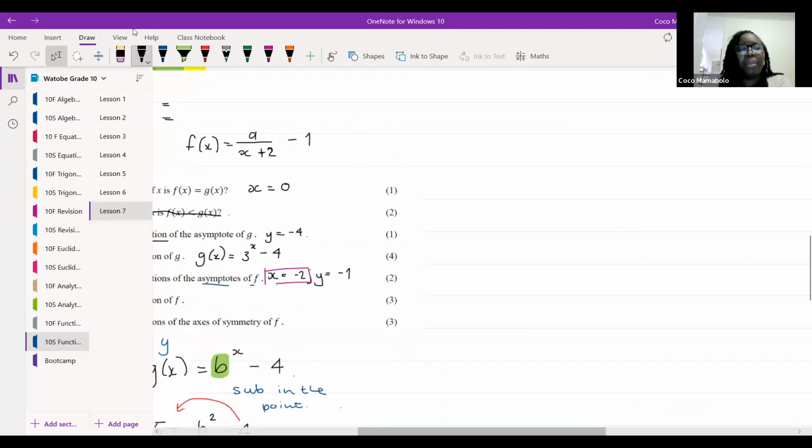All right. Let me explain something to you guys quickly. If I have 1 over x, x has an asymptote of what? What can x not equal to? X cannot be equal to what?